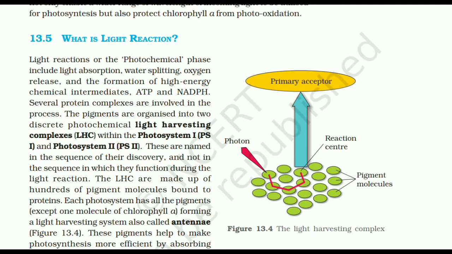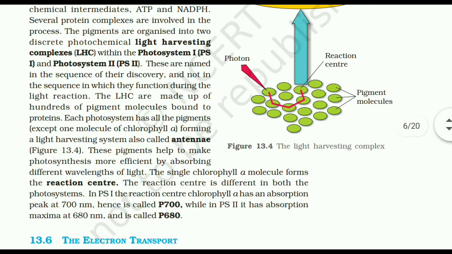13.5. What is light reaction? Light reaction or the photochemical phase includes light absorption, water splitting, oxygen release, and the formation of high-energy chemical intermediates, ATP and NADPH. Several protein complexes are involved in the process. The pigments are organized into two discrete photochemical light harvesting complexes, that is LHC, within photosystem 1 and photosystem 2. These are named in the sequence of their discovery and not in the sequence in which they function during the light reaction. The LHC are made up of hundreds of pigment molecules bound to proteins.